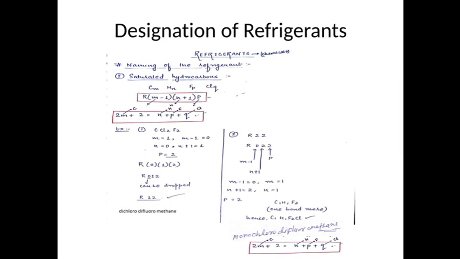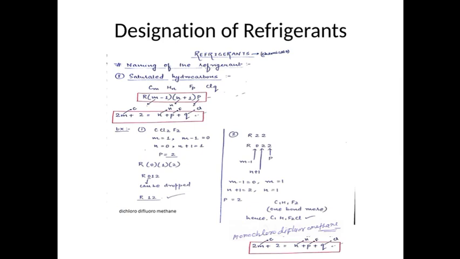Let us take the second example. Write down the second example, R22. Or you can take the reverse, we will do that later. First take this R22. So here we can write R022. The 0 we compare with m minus 1, and 2 with n plus 1, and 2 with p. So here m minus 1 equal to 0, so m becomes 1; n plus 1 equal to 2, so n becomes 1; and p equal to 2.